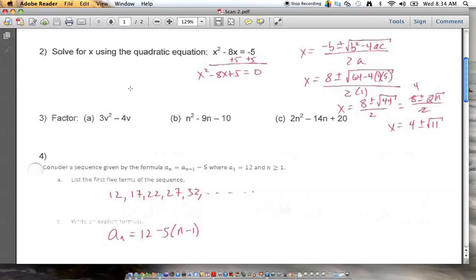All right, so again, I'll go through a handful of questions from last night's homework, and you should be able to get these right. Ivy, can you kill the lights, please?